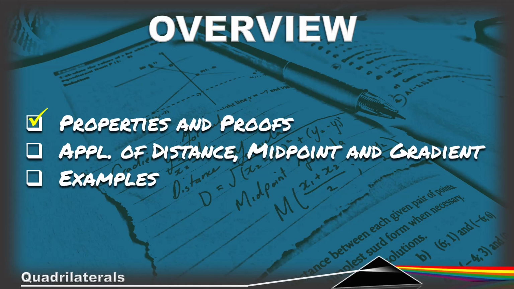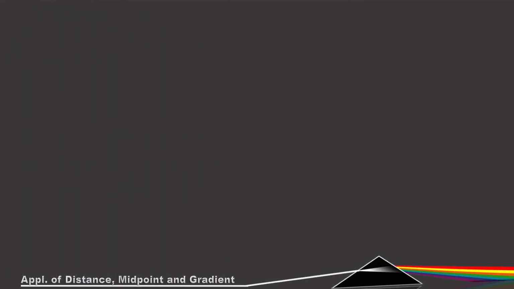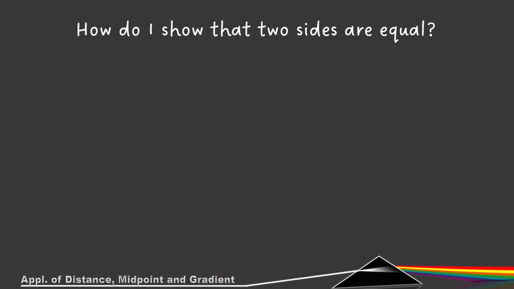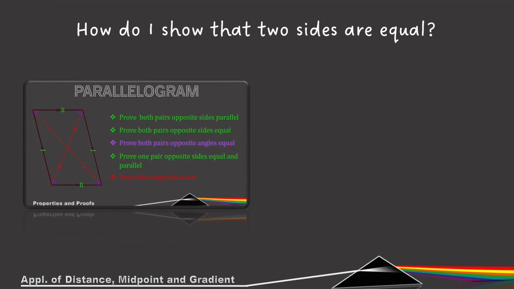Now let's look at how to do it using the distance, midpoint, and gradient formula. I'm going to start with a simple question: how do I show that 2 sides are equal? When we look at the parallelogram, we can see from the second proof that you need to prove both pairs of opposite sides equal. The answer to that is obviously the distance formula, because that gives you the length. And then if you have the 2 distances the same, you can say that they are equal.